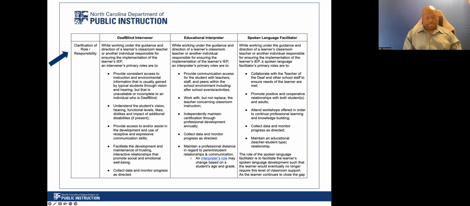The next row of the document offers some further clarification of the roles and responsibilities of the three positions. Again, you will notice some similarities amongst the positions. For example, all three positions should collect data and monitor progress as directed, as well as collaborate with other members of the child's educational team. There are unique differences within the roles of the three positions as outlined in the document.